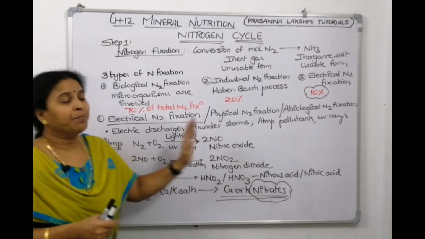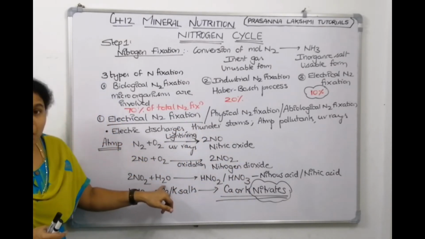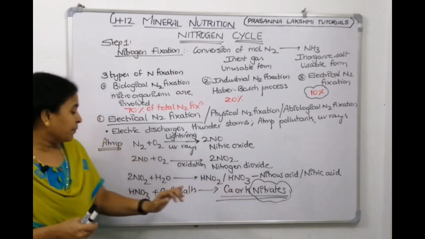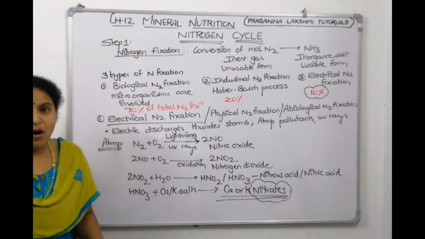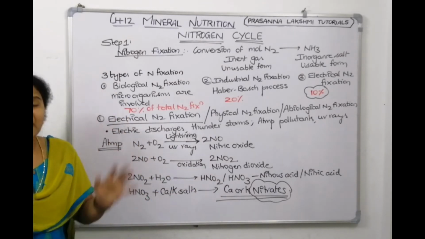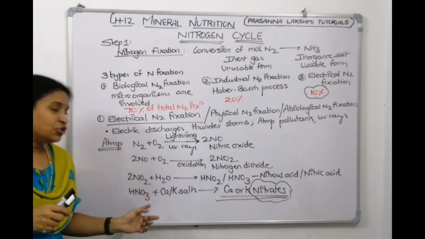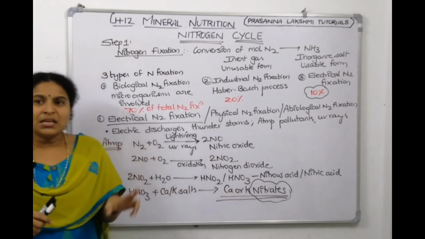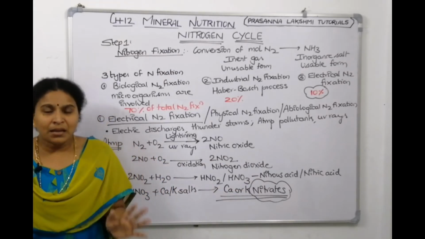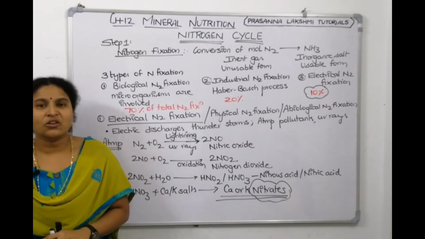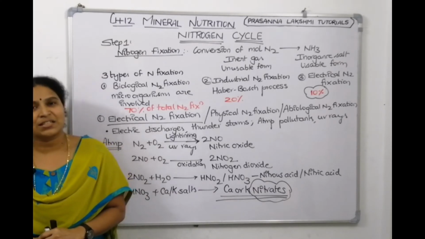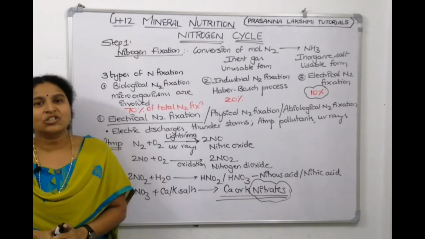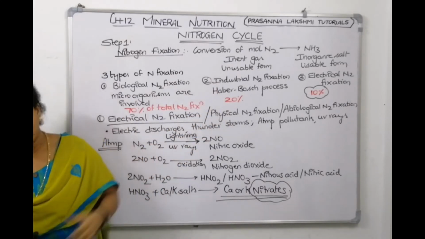nitrogen dioxide. Nitrogen dioxide combines with the moisture present in the atmosphere to make nitrous acid and nitric acid. This nitrous acid and nitric acid will fall as acid rains, and in that process they mix with the calcium and potassium salts. Then they make calcium nitrates and potassium nitrates. This calcium nitrate and potassium nitrate will be taken up by the soil, and from the soil plants take it. Okay children, this is electrical nitrogen fixation. Take a screenshot, then we will talk about industrial nitrogen fixation.